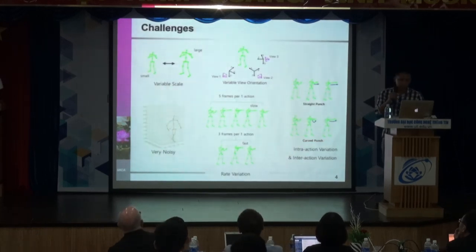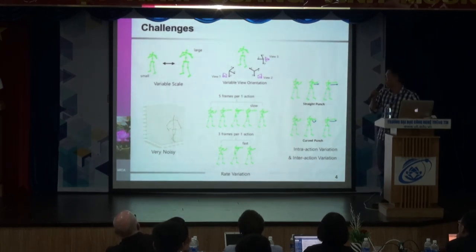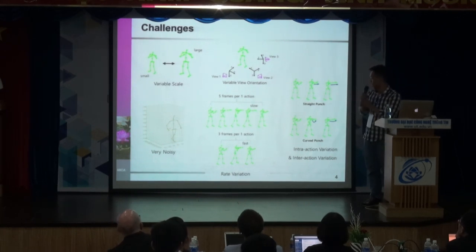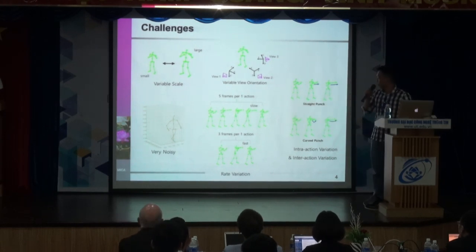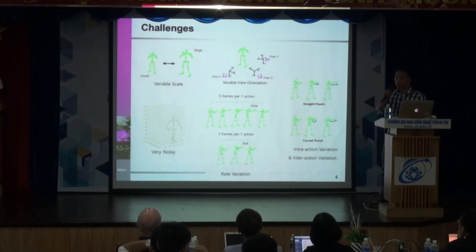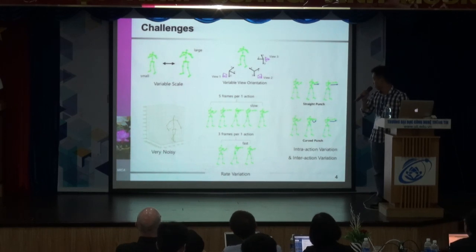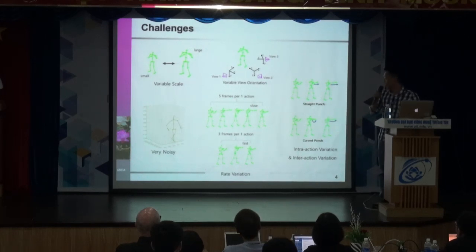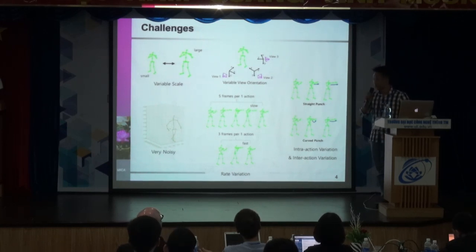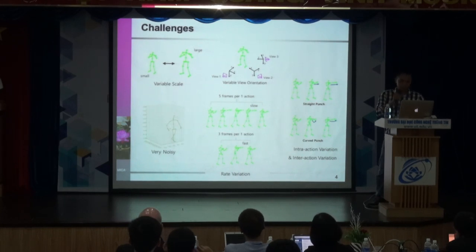By using the skeleton data, there are actually some challenges. First, humans come with variable scale, like a small or big person. And sometimes the human data is very noisy, as you can see in the lab bottom. The hand regions are very noisy. It also comes with very variable view orientation, because the camera can be positioned in very different ways. Another problem is rate variation, which is the speed of the subject. Some people like to perform it in a very fast way. For example, this is a punch action. If you ask a man to do that, they may do it very quickly, but if you ask a woman to do that, they may do it very slowly. And another problem, I think, is the nature of human action recognition: the intra and inter-action variation, where some different action classes may have very similar appearance. So those are some challenges.